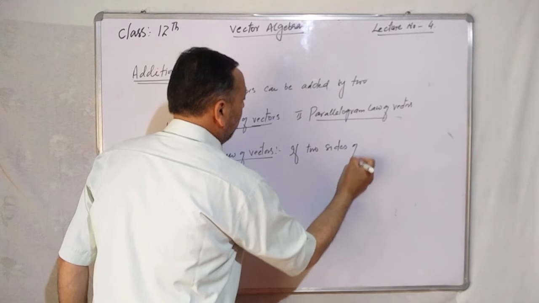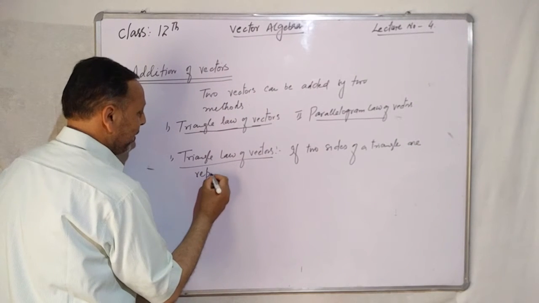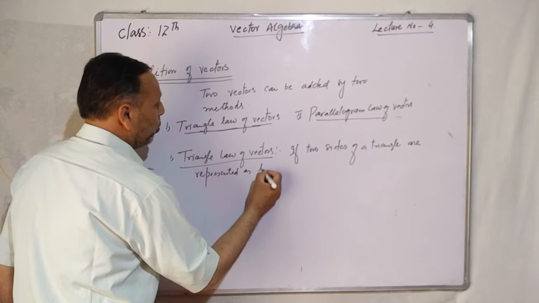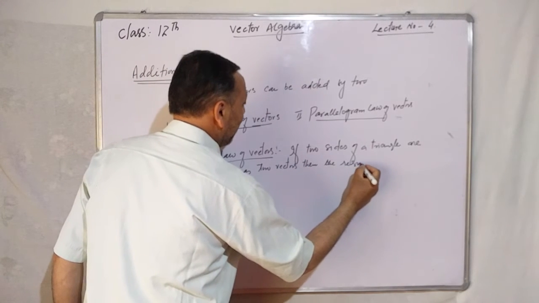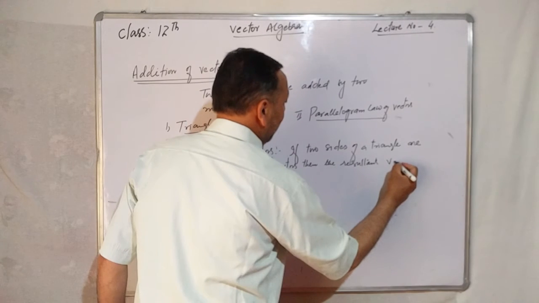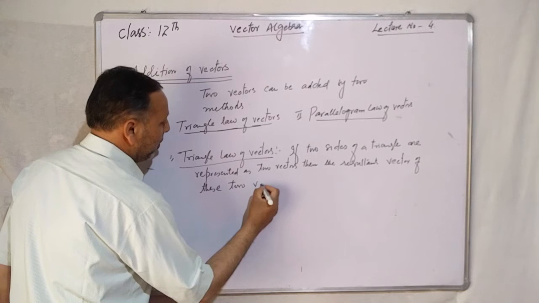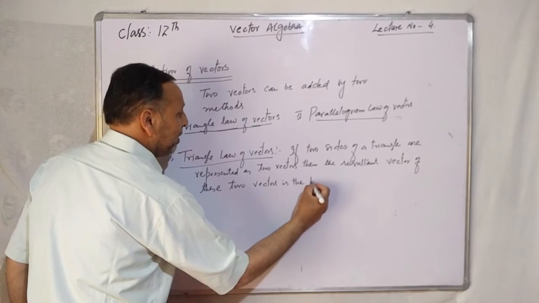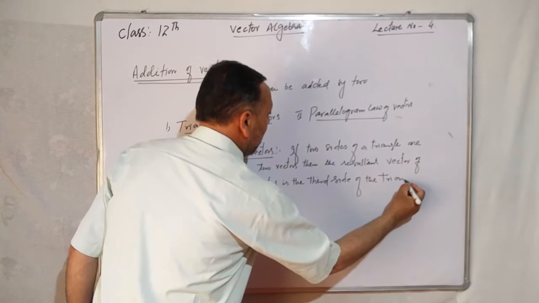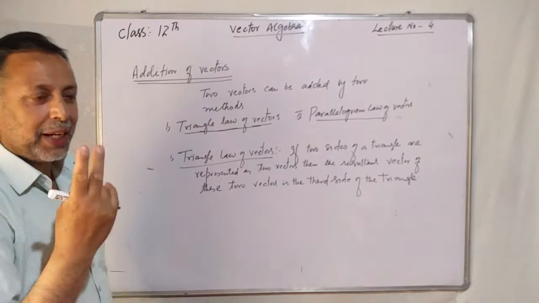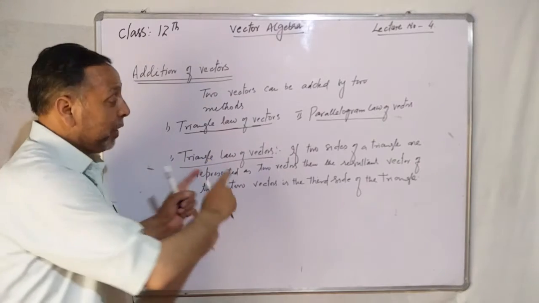If two sides of a triangle are represented as two vectors, then the resultant vector of these two vectors is the third side of the triangle. यानी अगर दो साइड ट्राइंगल के दो वेक्टर्स रिप्रेजेंट करते हैं, तब जो the third side of the triangle है, that represents the resultant vector. That means the addition of these two vectors is represented by the third vector.